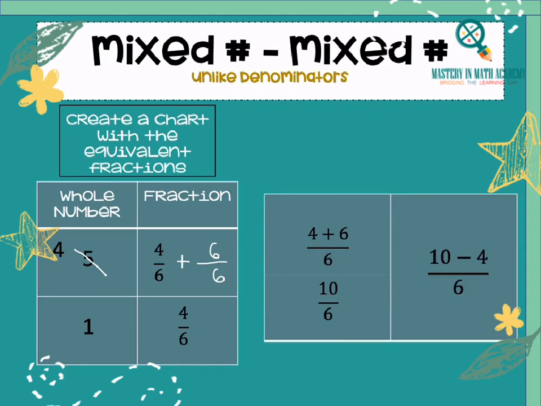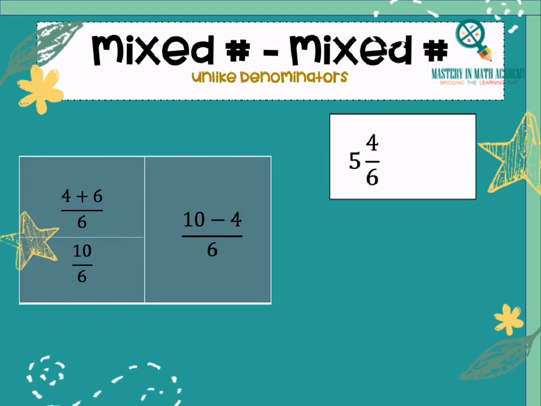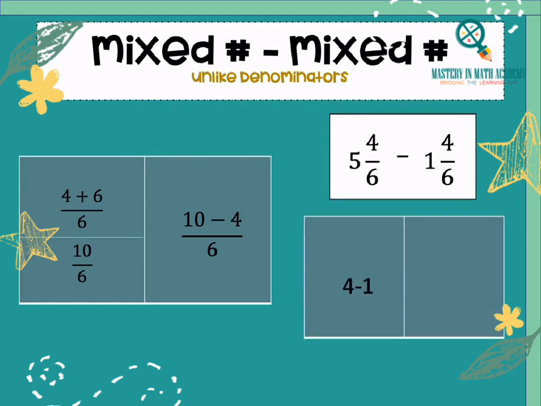You can take away your 4 from 10. You have 6, and your fraction is 6/6. 6/6, we said, is the same thing as 1 whole. Now, here's the thing. Even though you have 1 whole over here, you can bring that 1 whole into your whole number world. But let's subtract.